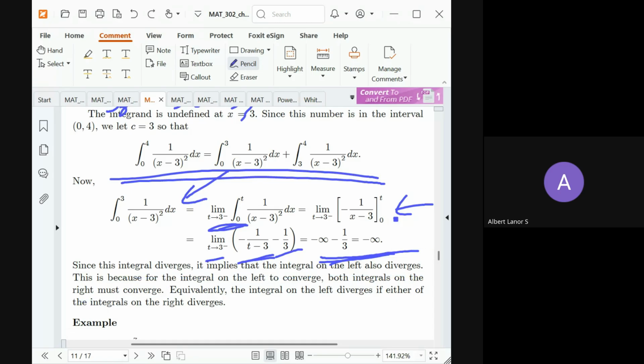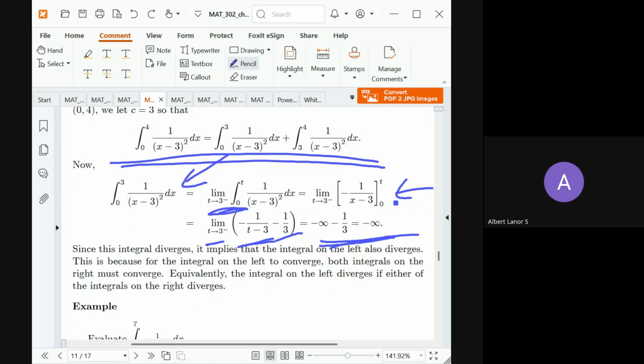Now, equivalently, the integral on the left hand diverges if either of the integrals on the right hand diverges. So clearly, if one of them diverges, then the original integration itself will diverge. But if it converges, then both of them must converge. So say one converges to a number, and the other does too, then you can add them. But if one of them goes to infinity, then it does not exist. It doesn't have a limit, so it will diverge.